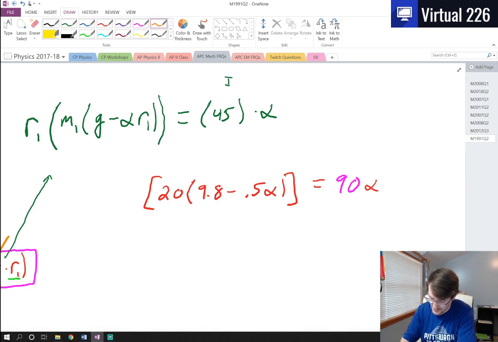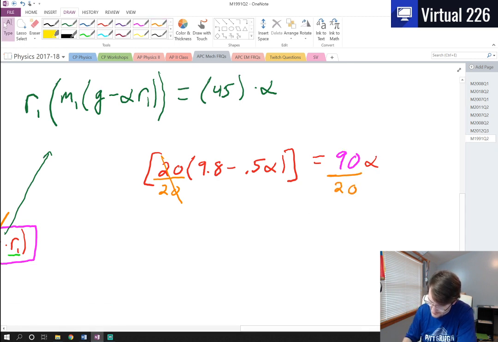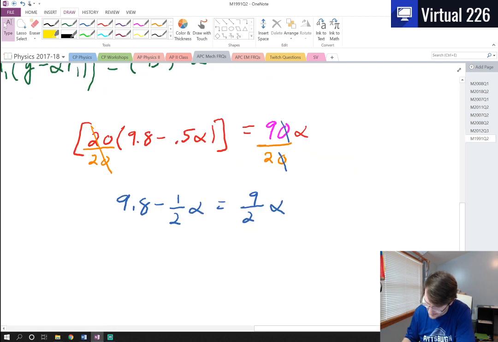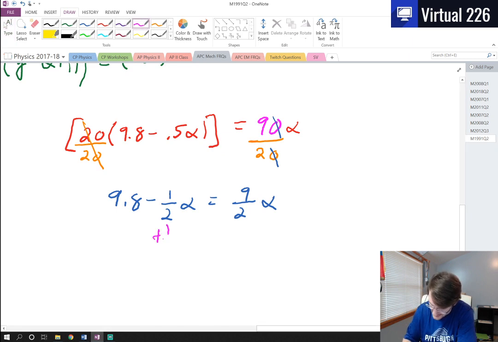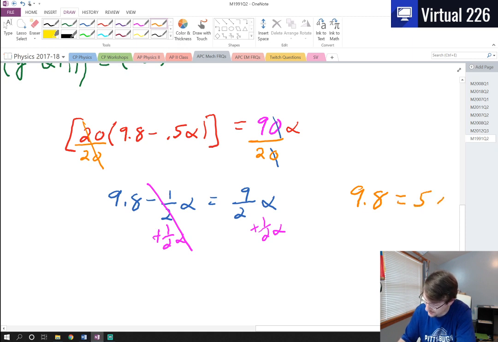What I then can do is divide each side by 20, so that I now have 9.8 minus 0.5 alpha equals, well, 90 over 20, I can get rid of the zeros. That's like 9/2 alpha. And I can rewrite this 0.5 alpha as 1/2 alpha. So if I have 9/2 alpha on that side, I can add a 1/2 alpha to each side. This gives me that 9.8 equals 10 over 2 is 5, so 5 alpha.